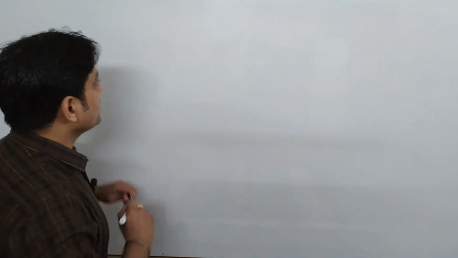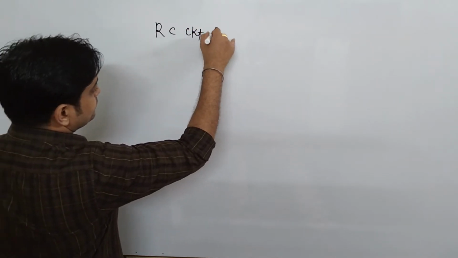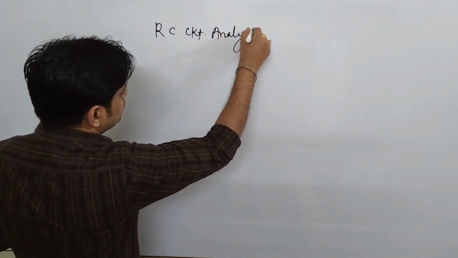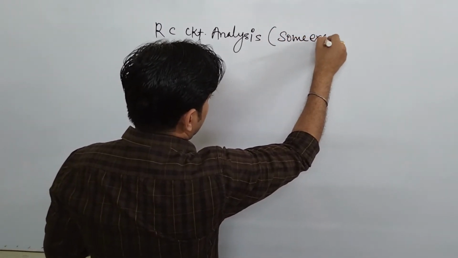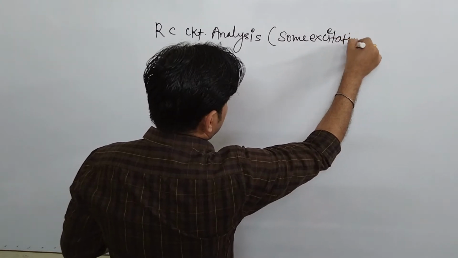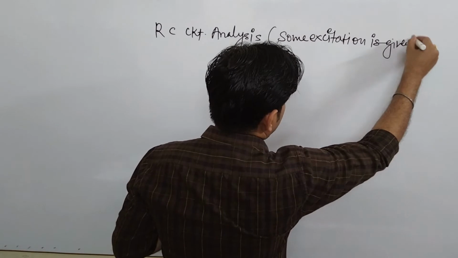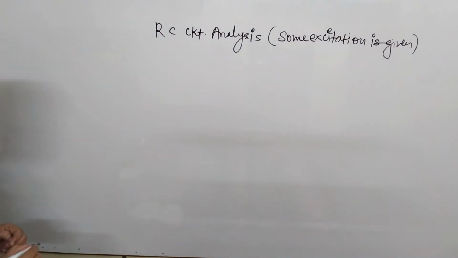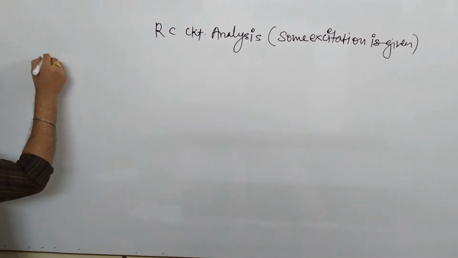Okay, so we start with our next topic, that is known as analysis of RC circuit when some response or some excitation is given. So we'll see RC circuit analysis when some excitation is given, or you can say under excitation condition. So to analyze such type of circuit, we will consider one circuit.